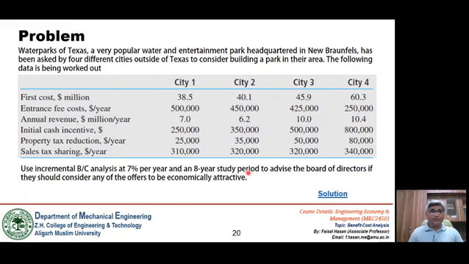8 years. Now there are some costs, like the one time investment, which is given in the cash flow at time 0, but some of the other costs are expressed on a per year basis, and some are not expressed, like the initial cash incentive, which is one time. So we have to convert all these things onto identical lines. I have used an Excel sheet to solve this problem. So let us see.